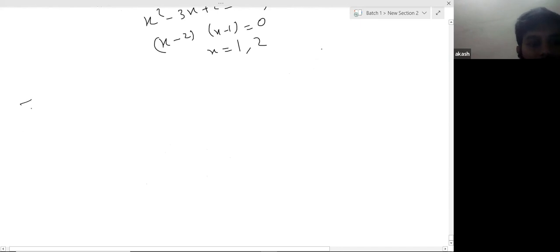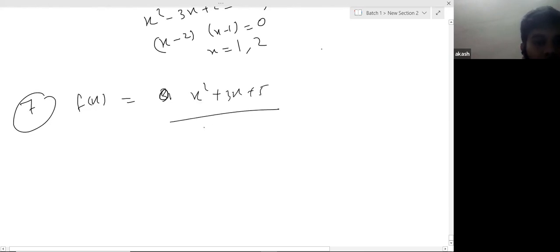Let's try another question. f of x equals (x square plus 3x plus 5) upon (x square minus 5x plus 4). Let's try. 2 minutes for this also.